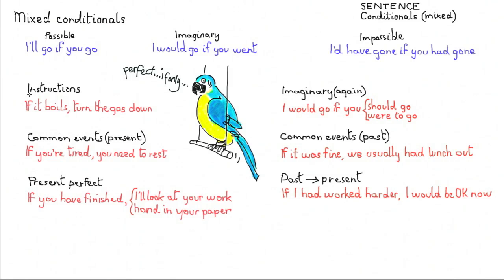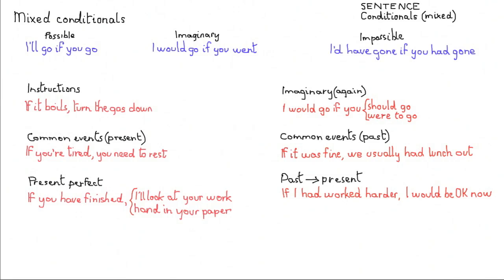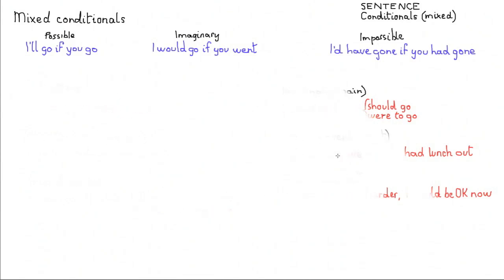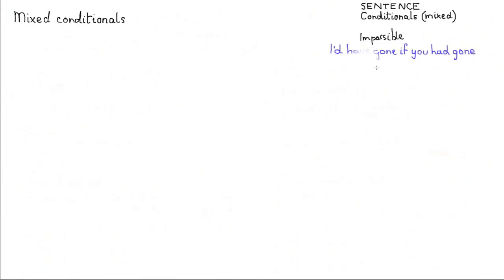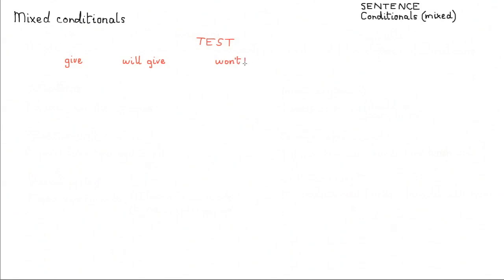Now I'd like to move on to a little test. So first of all, I'll say goodbye to Polly. Then I'll erase all of this. Get rid of all that up the top there. And I'll just put test at the top here. And now I'm going to write two sentences. I'm going to give you five options. Here they are. Give is the first one. Will give. Won't be. And wouldn't be. And wouldn't have been. Those are the five options, and I'm going to give you two sentences.